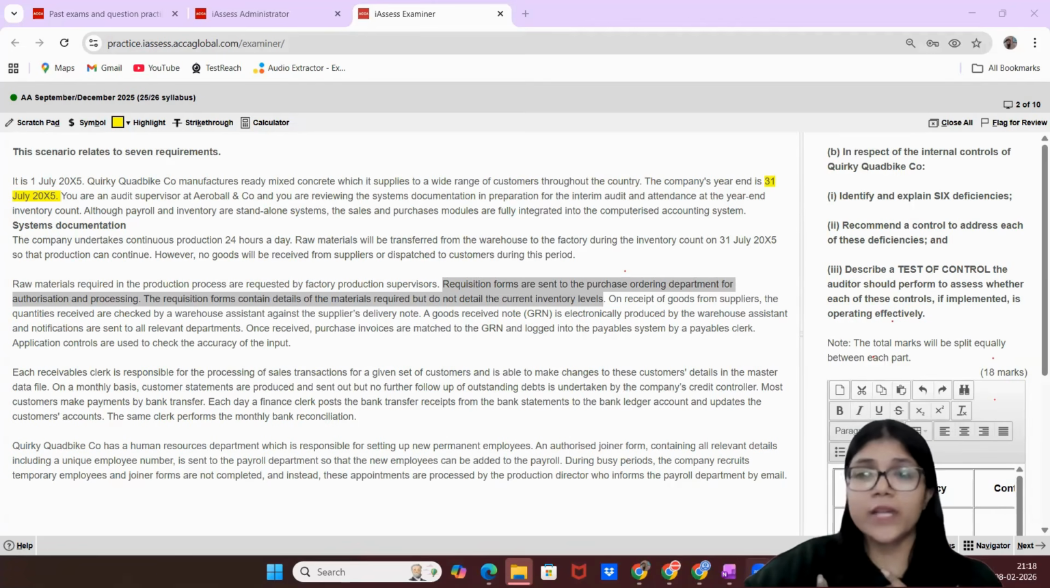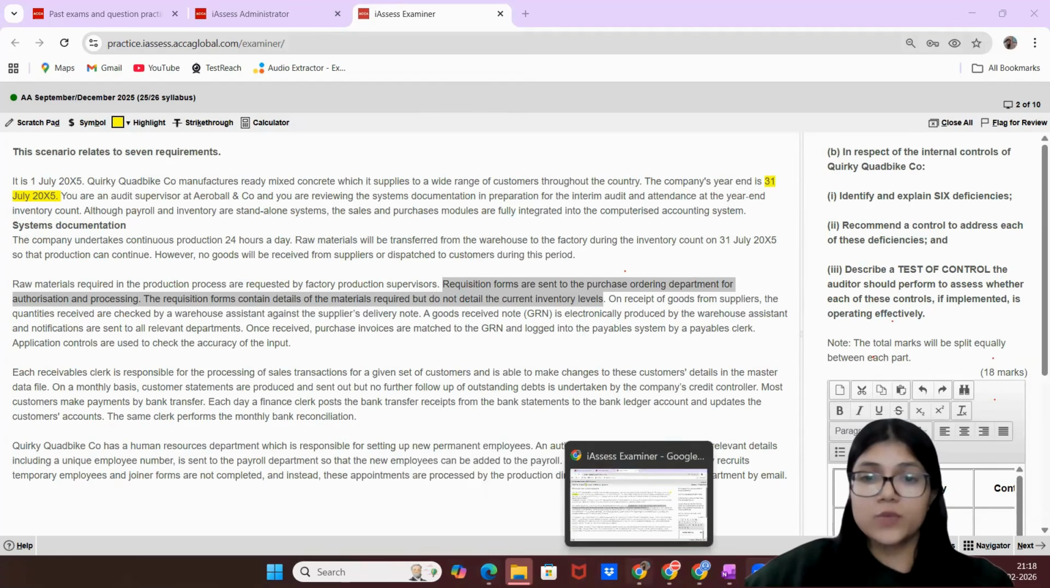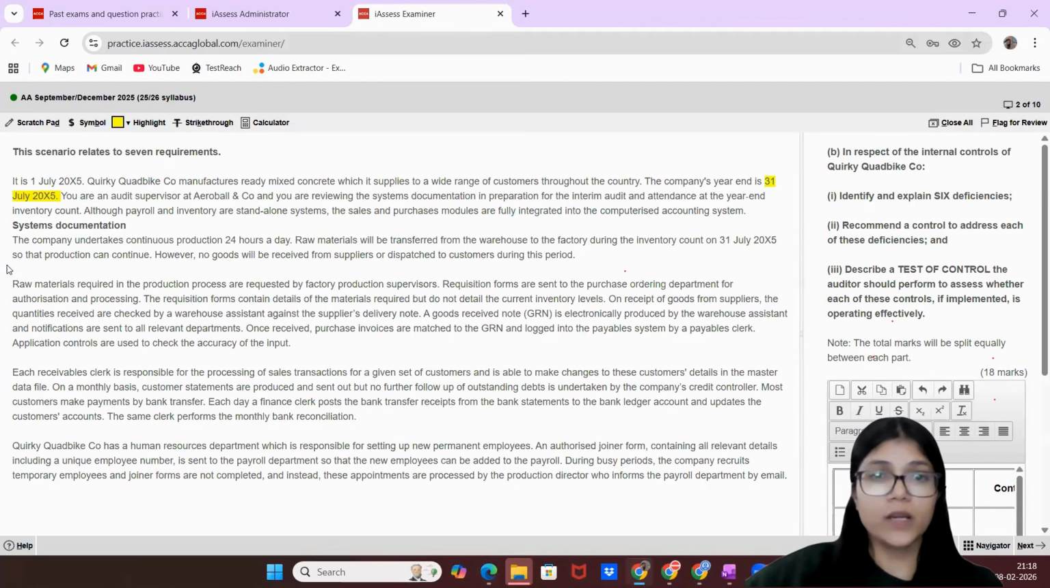Very simple. Whatever we have recommended, we are just going to test if the management is actually using that or not. As simple as that. No rocket science over here. Okay? Chalo. Next one. So we are done with this.